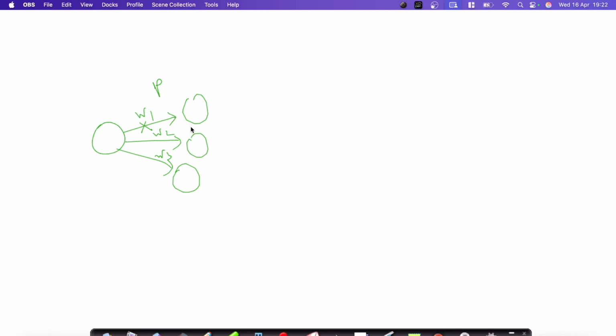Let us make it very simple. In a particular iteration, this particular edge W1 was present with probability P. So that is what happens during the training time. That means in iteration 1, maybe this particular edge was not present.